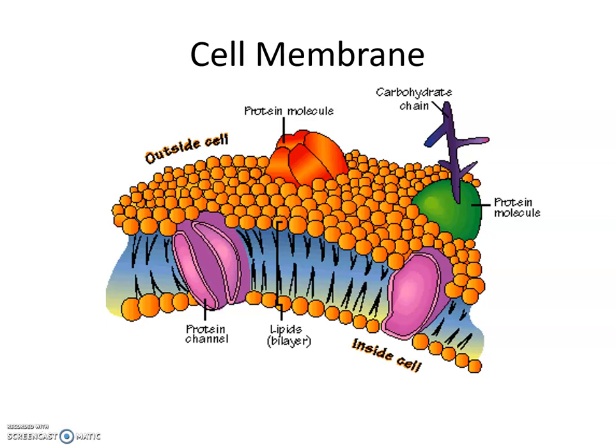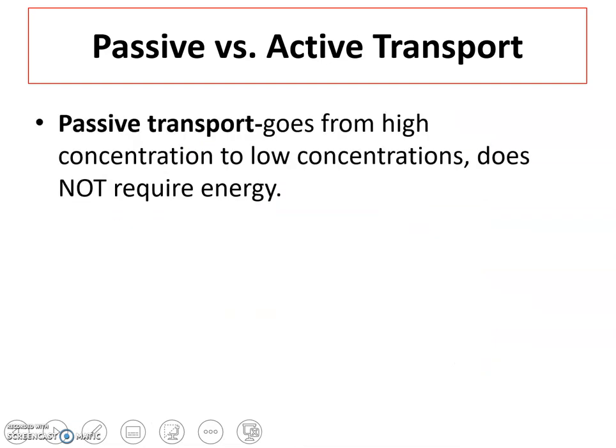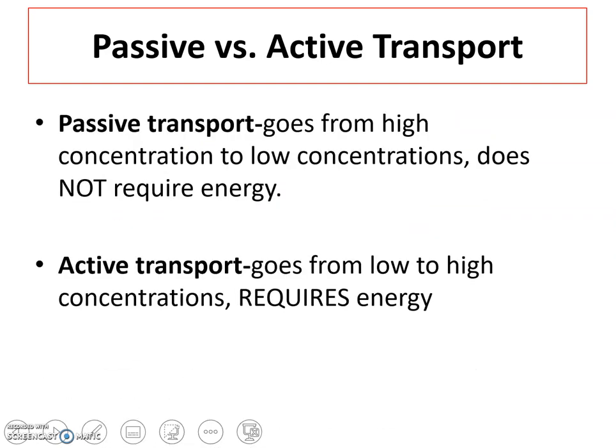Now we talk about the different kinds of transport that can happen within the cell. There are two categories. The first is what we call passive transport. If someone's really passive, it just means they let it go. They're pretty laid back. In this regard, it means that movement goes from high to low concentrations and does not require energy. That's what makes it passive.